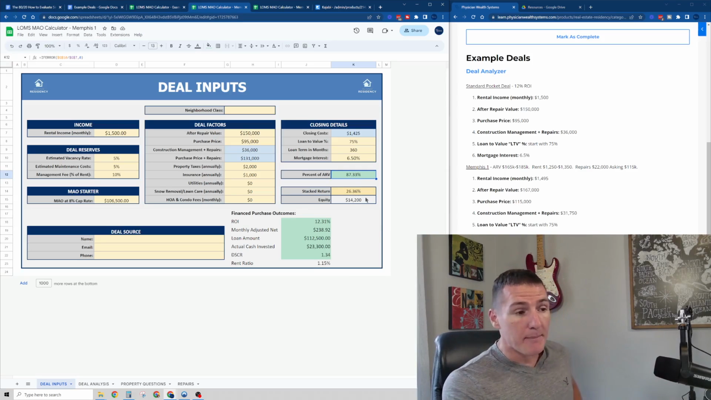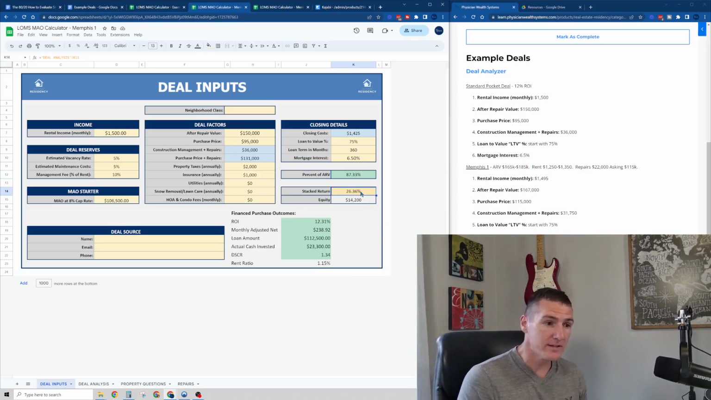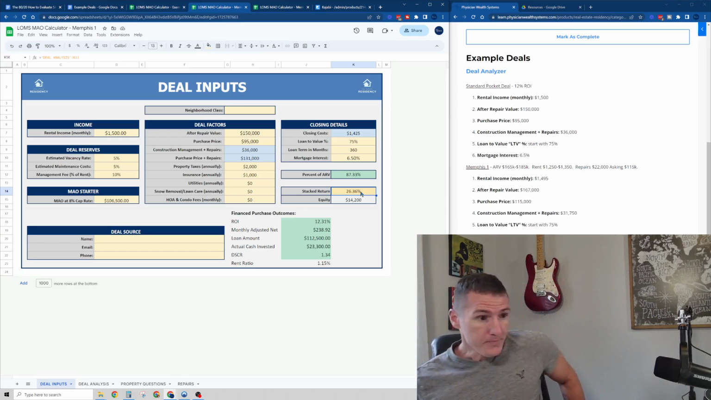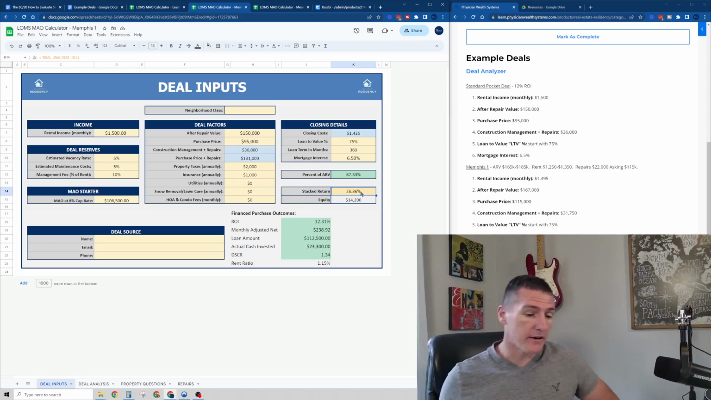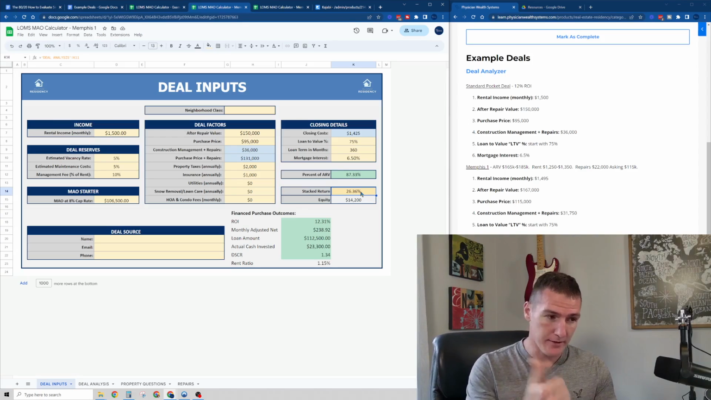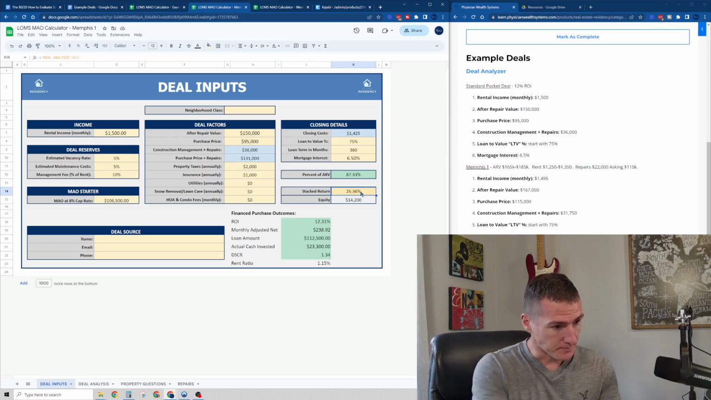It's great. My total stacked return is at 26.36%. We target typically around that 30 and above, so still not bad. I mean, this investment is performing. I would buy this all day long just because, remember, we're conservative on all of this stuff. We're conservative on our rent range, and we're conservative on our ARV. I know this is going to be a great deal.